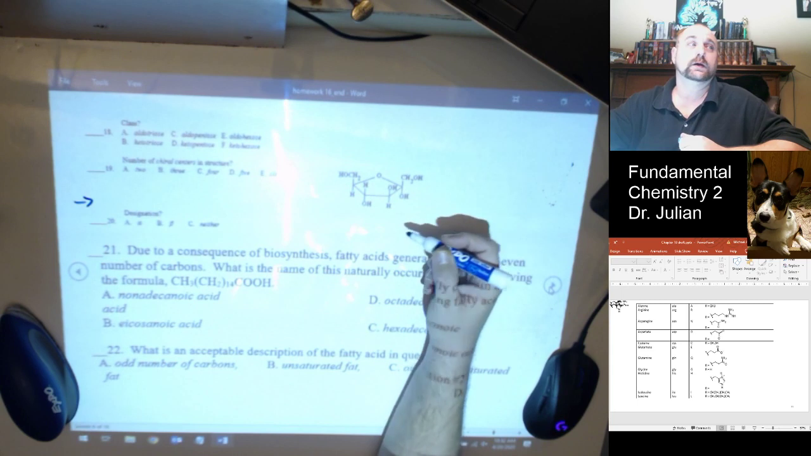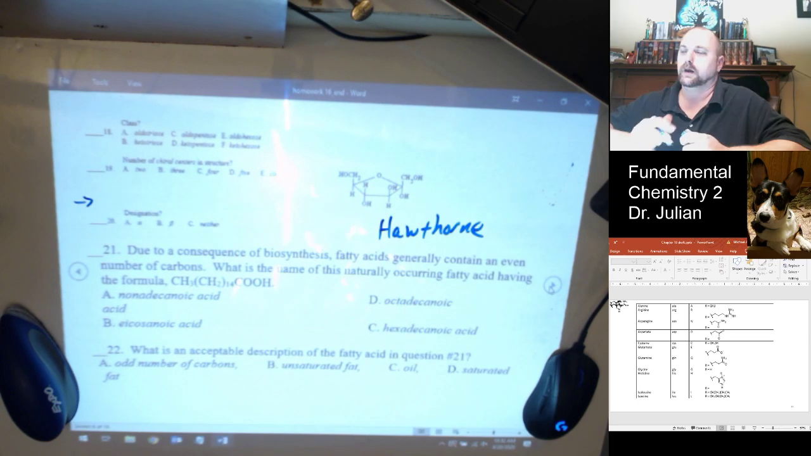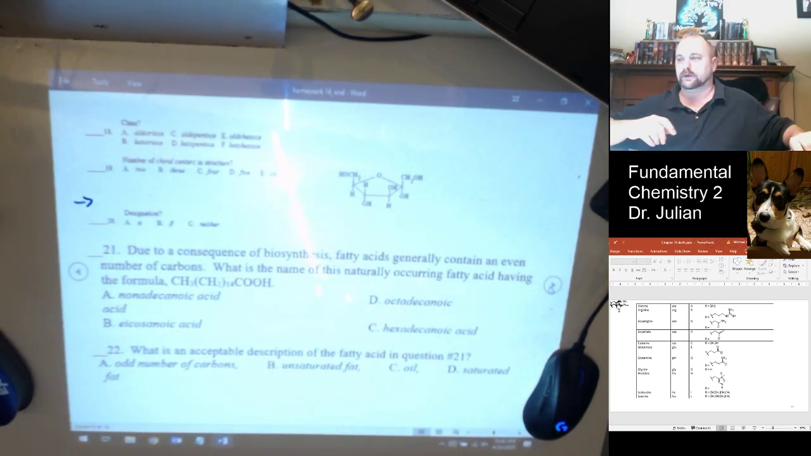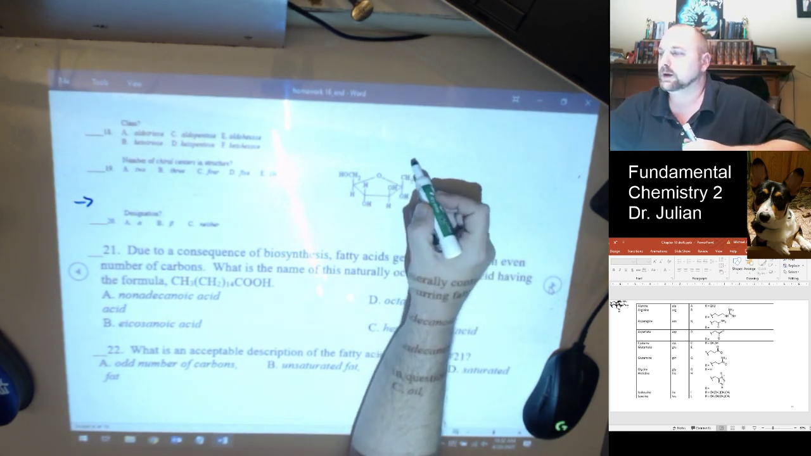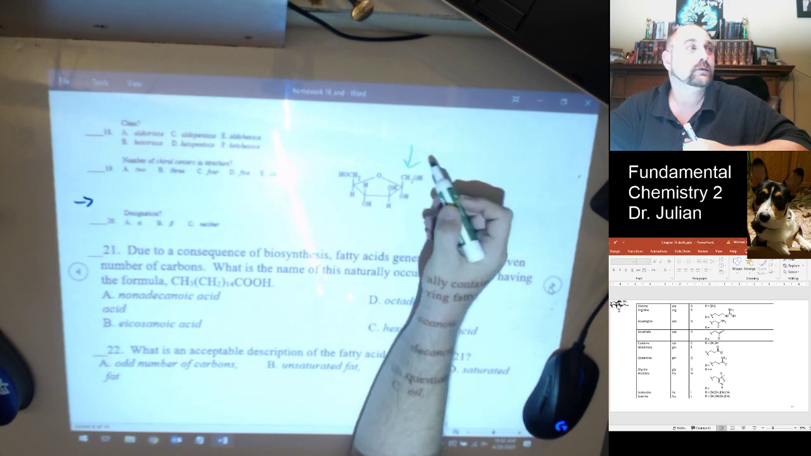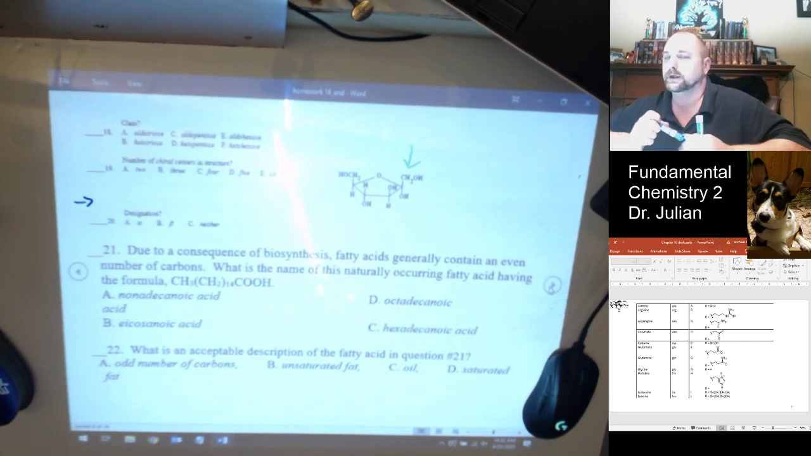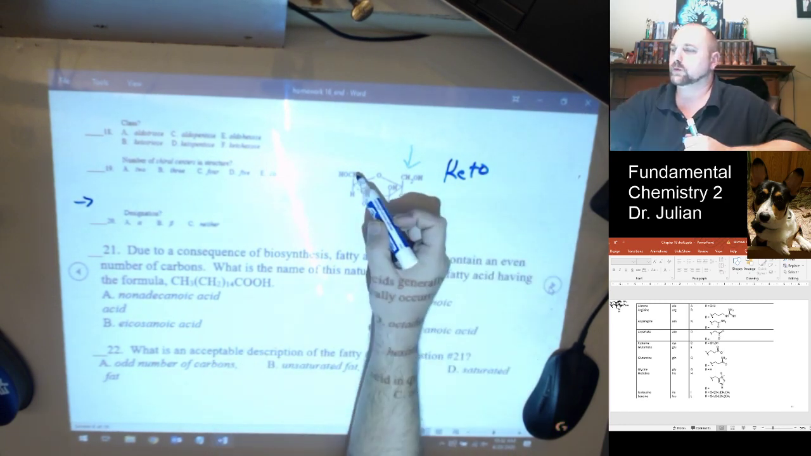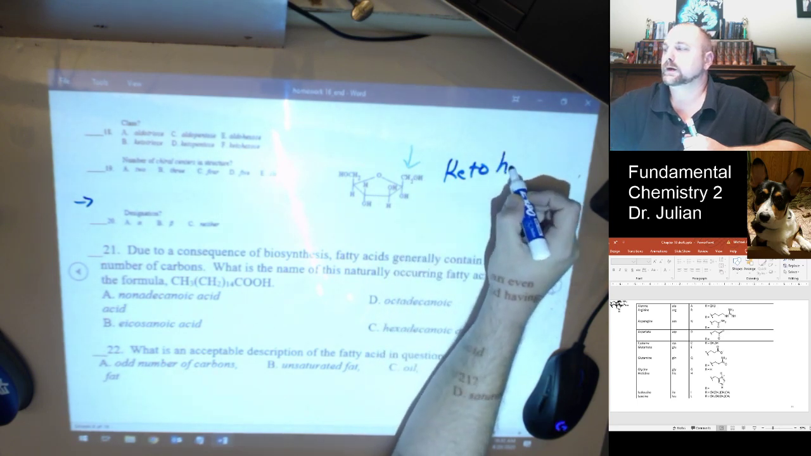They might ask, what kind of drawing is this? So this is Haworth. We had Fischer before. This is Haworth. We got all kinds of stuff going on. I'm going to look here, if you can see the green. That tells me if it was aldose or ketose. This was a ketose, so that's keto. I can count the carbons. 1, 2, 3, 4, 5. Don't forget that one. 6. It's a ketohexose.